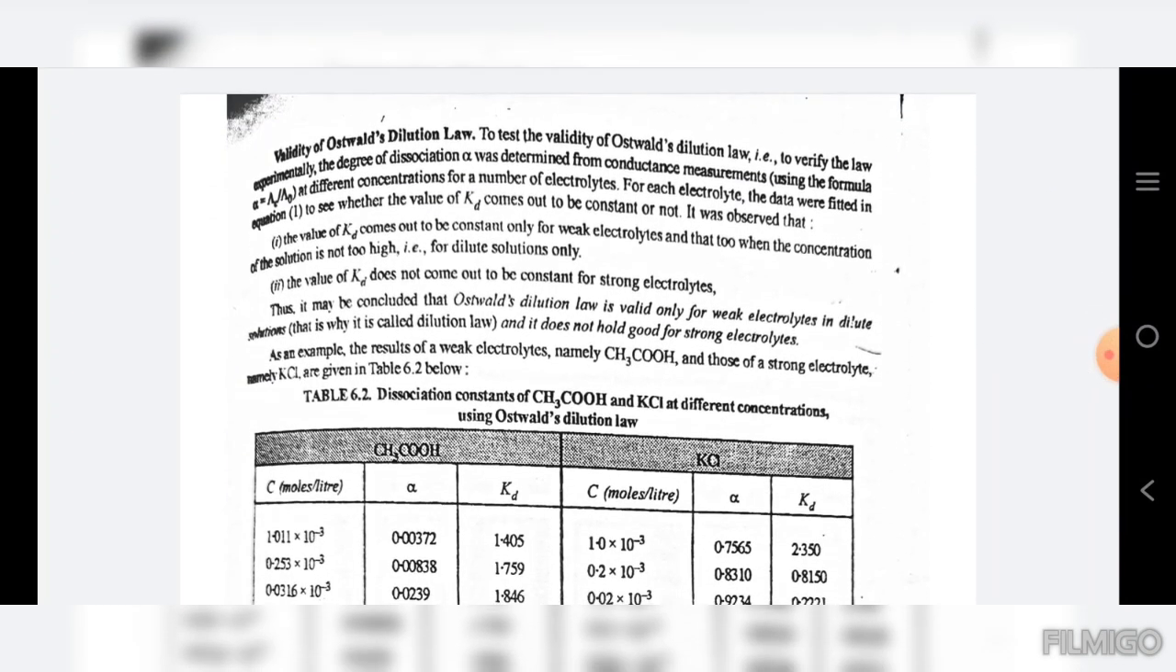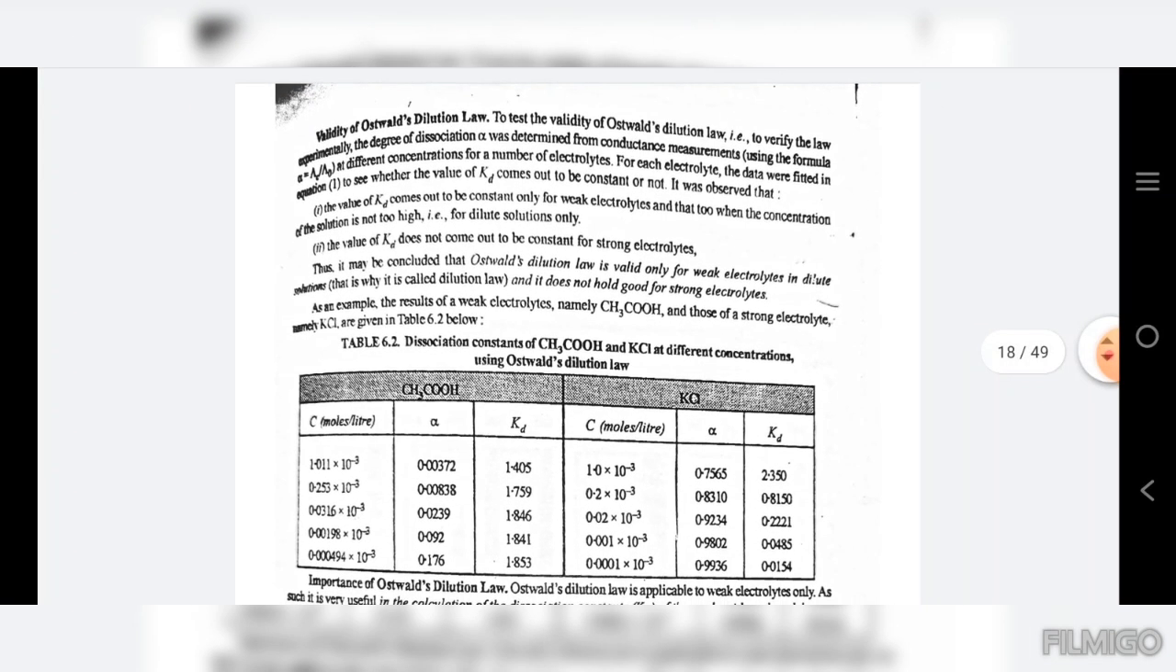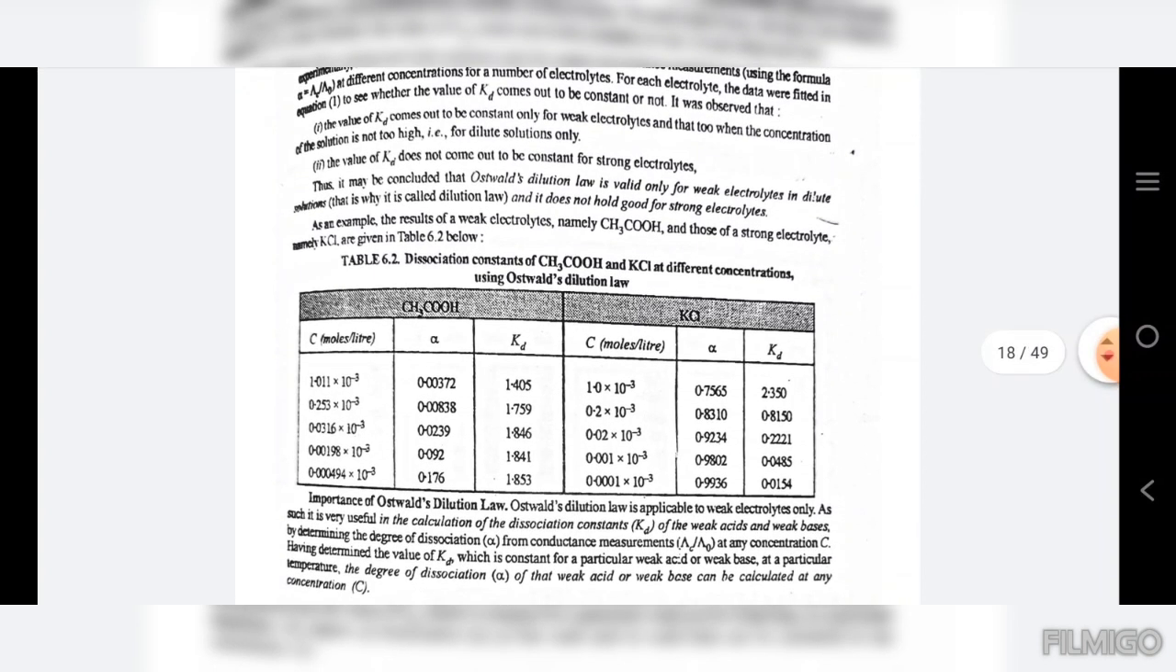Validity of Ostwald's dilution law. To test the validity of Ostwald's dilution law, to verify the law experimentally, the degree of dissociation alpha was determined from conductance measurements using the formula, at different concentrations for a number of electrolytes. For each electrolyte, the data were fitted in equation 1 to see whether the value of Kd comes out to be constant or not. It was observed that the value of Kd comes out constant only for weak electrolytes, and that too when the concentration of the solution is not too high, for dilute solutions.